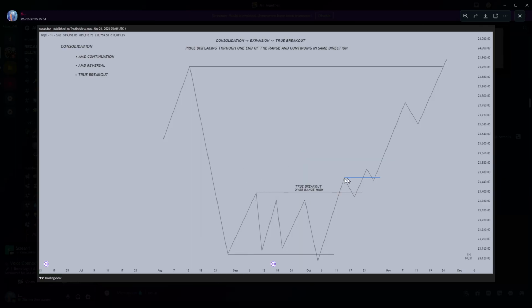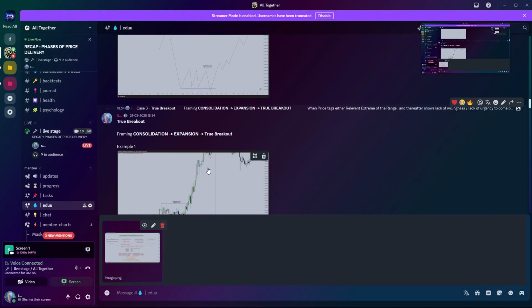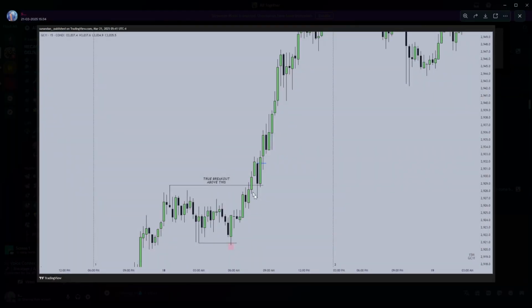So one end gets taken, specific protocol to frame every way. There are 3 ways you can frame an expansion from a consolidation: AMD continuation, AMD reversal, true breakout. This one was true breakout. I did frame it live this day, that's why I remember this position. I took a 5 or 6 hour position this day, framed this true breakout here, clear range high, clear range low, framed it here, and then added to my position as well.